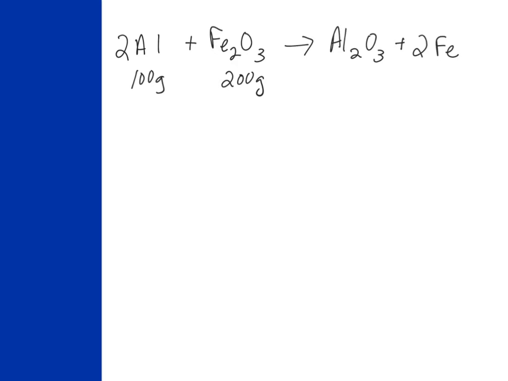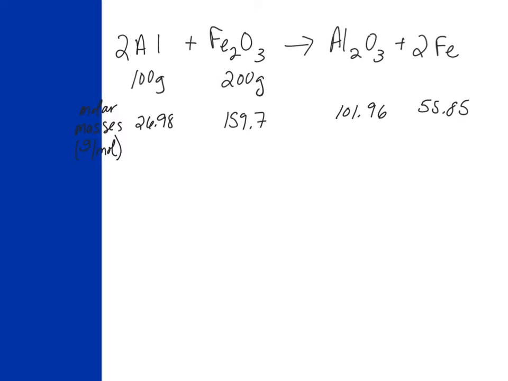We have the balanced chemical reaction of aluminum reacting with iron oxide to form aluminum oxide and iron. And we're given 100 grams of aluminum and 200 grams of iron oxide. I've gone ahead and calculated the molar masses, and those are shown below. You can calculate the molar masses using the values found on your periodic table to verify my values.